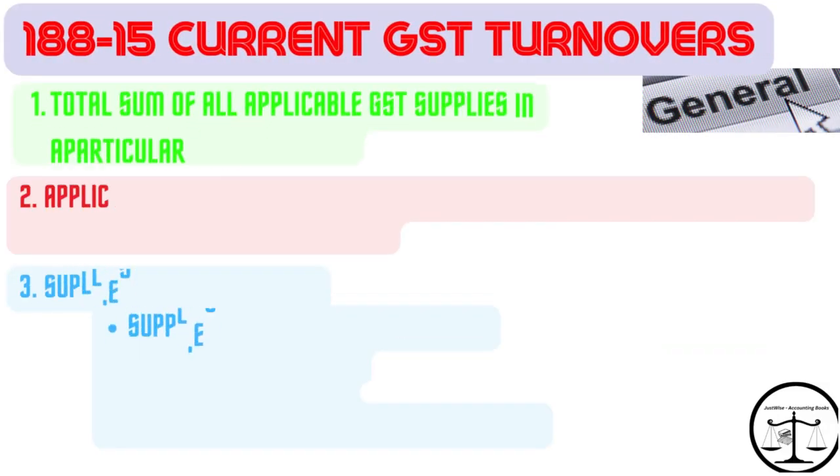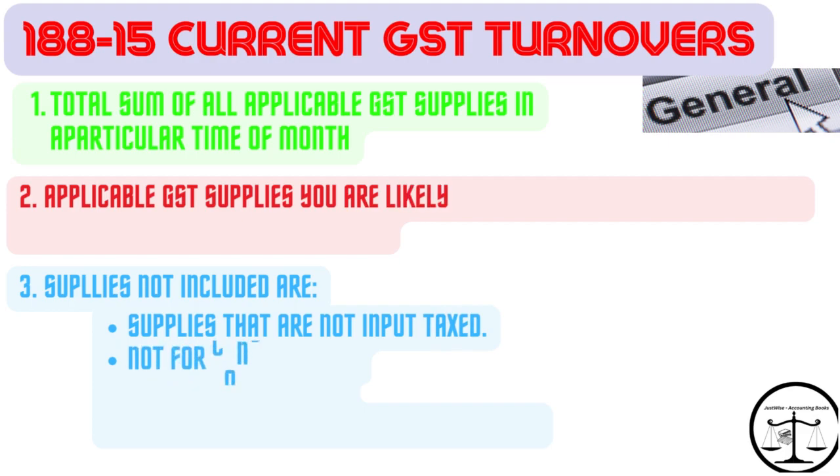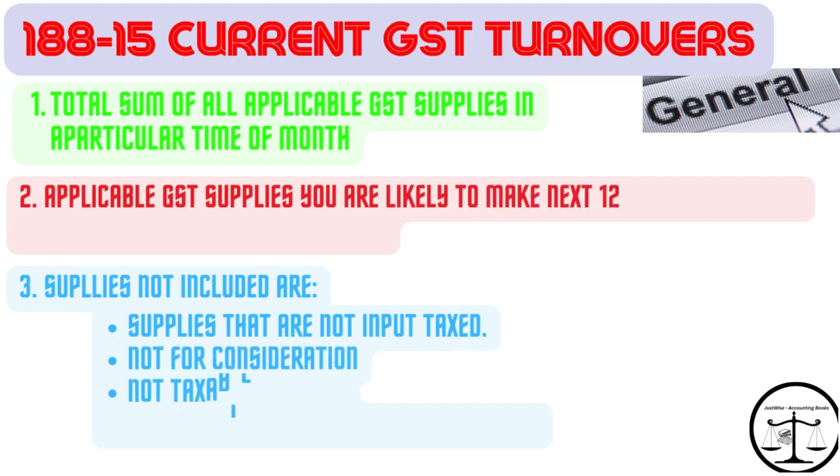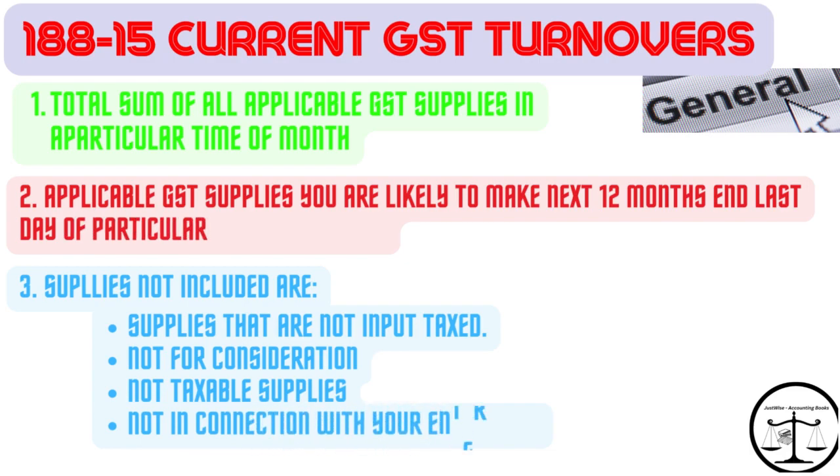Firstly, we will discuss current GST turnover. Current GST turnover is the total of all GST for the applicable supplies at a particular time and month, and supplies you are likely to make in the next 12 months ending at the end of the same month in the next year. Supplies not included in current GST turnover are supplies that are input taxed, not for consideration, and are not taxable supplies, and supplies that are not made in connection with your enterprise.